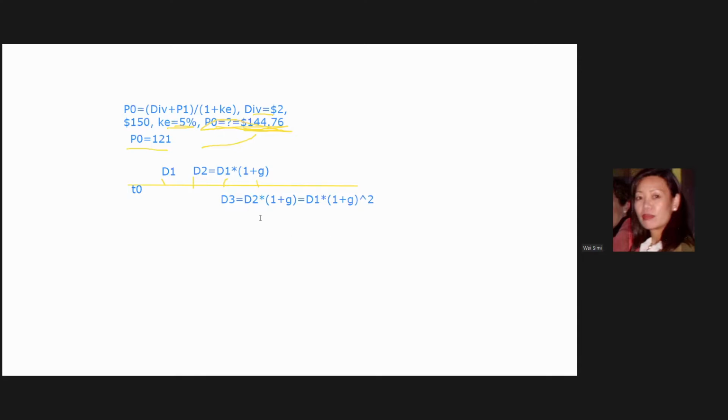So that means you continue going on this way, all the way to Dn, the dividend. It should be equal to D1 multiplied by 1 plus G to the power n minus 1. Right. Good. So now you have figured out all the dividends. Then you're solving the formula.